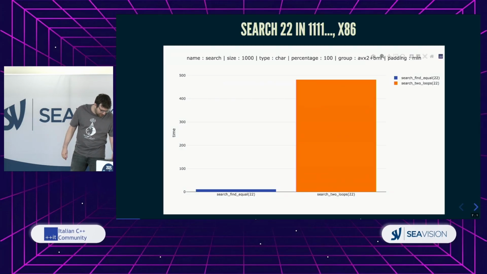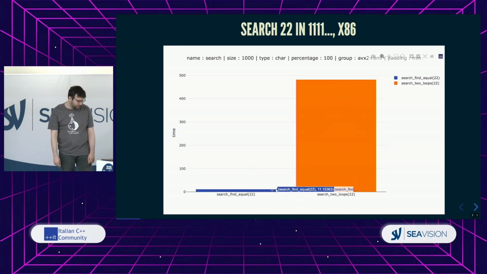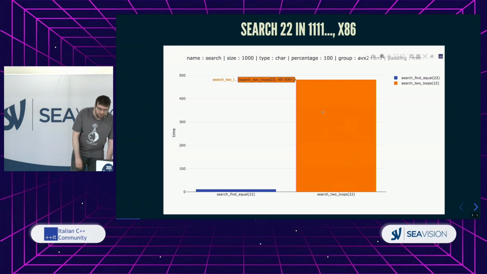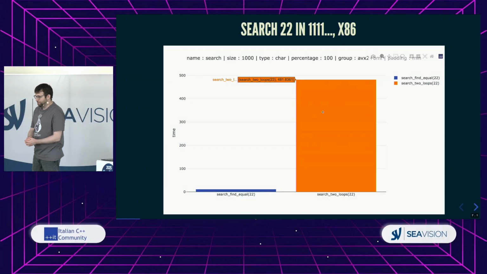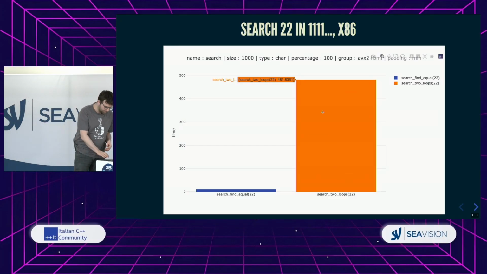On the left, if you can see it, is calling find followed by an equal for the case where the first char is never encountered. And it is more than 40 times faster than our two loops. 40 times sounds pretty nice.